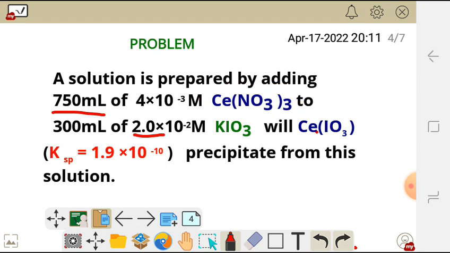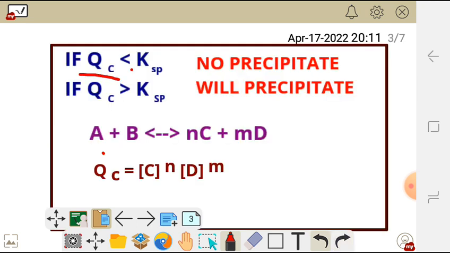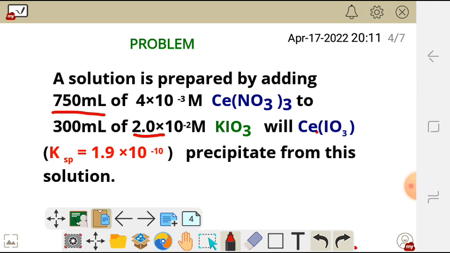To know if cerium iodate will form a precipitate, we first need to know the concentrations of these two and calculate the QC and compare that QC to the KSP here. If the QC is less than KSP, then no precipitate will be formed. But if the QC is greater than the KSP, then the precipitate will be formed. To find the concentrations of this product, we first need to calculate the number of moles of cerium and then the number of moles of iodate. From there, we're going to use that number of moles to find the concentrations when these two are added.